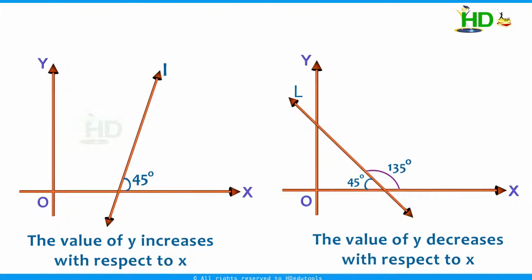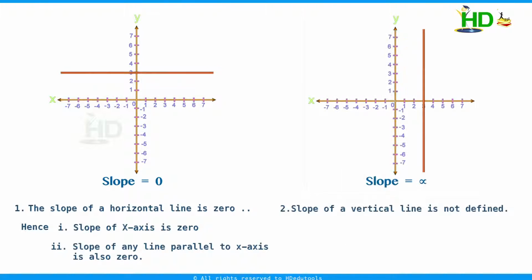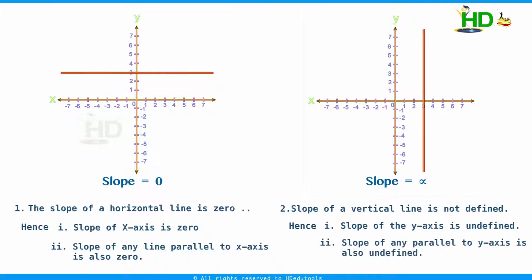And already we said the slope of the x-axis is 0. The slope of any line parallel to the x-axis is also 0. And the slope of a vertical line is not defined. That is the slope of the y-axis. This is undefined or infinity. The slope of any line parallel to the y-axis is also undefined.